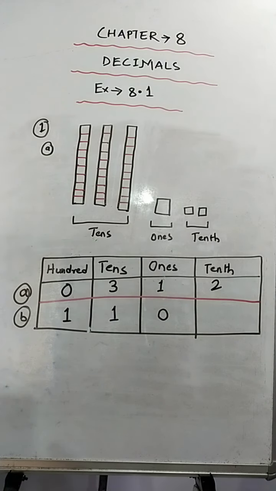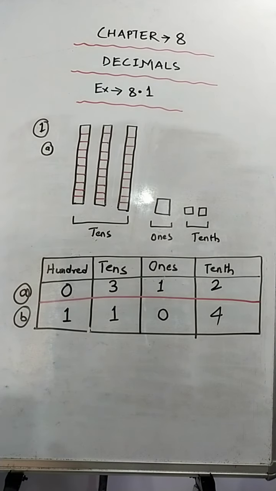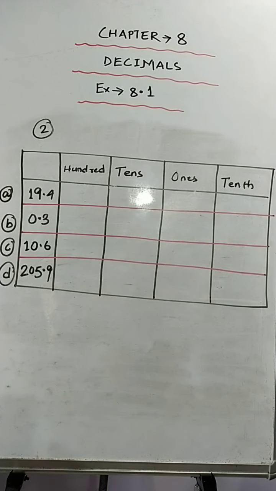And how many tenths are there? 1, 2, 3, 4. Okay. So we will write 4 tenths are there. So this is the solution of sum number B of question number 1. Now let's move on to question number 2. Now this is question number 2, students.